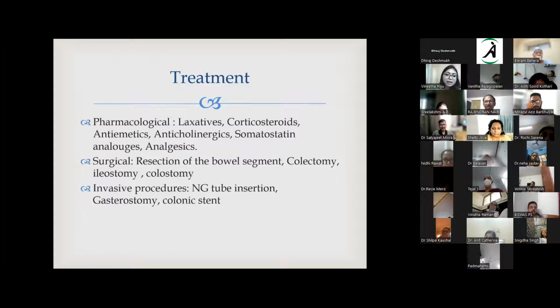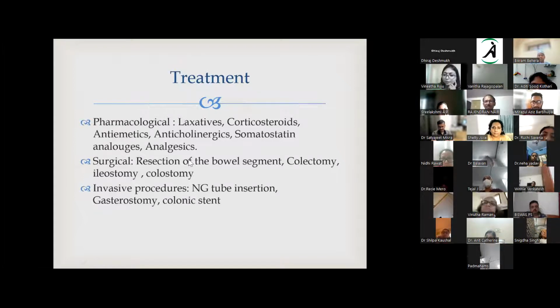And then again, we have other procedures like gastrostomy and colonic stent. So you really need to think twice, thrice before you advise your palliative patients for gastrostomy or colonic stent, because you need to think about the prognosis of the patient. How many more weeks does your patient have? And then think whether it is justifiable to put your patient through that procedure.